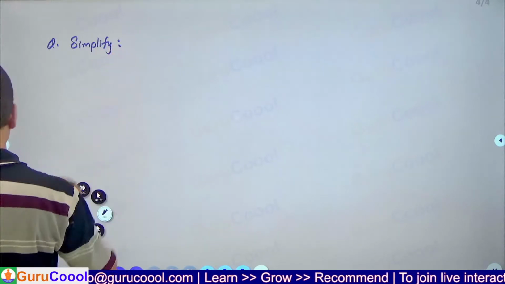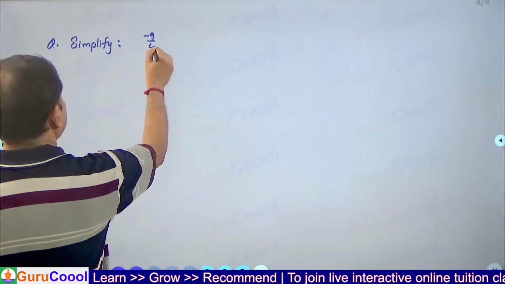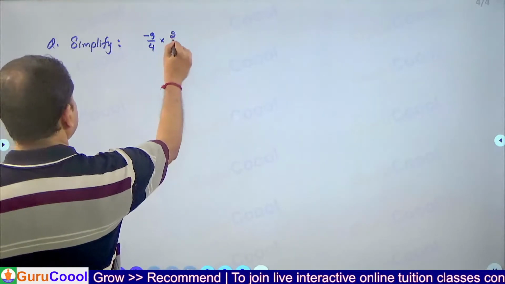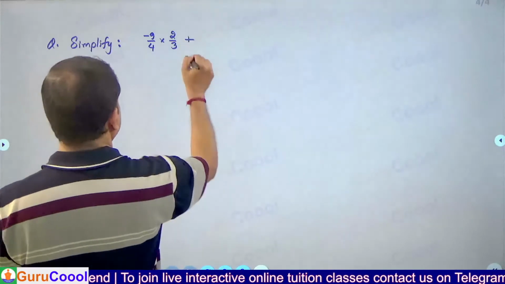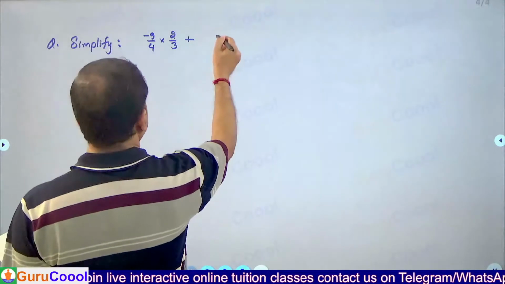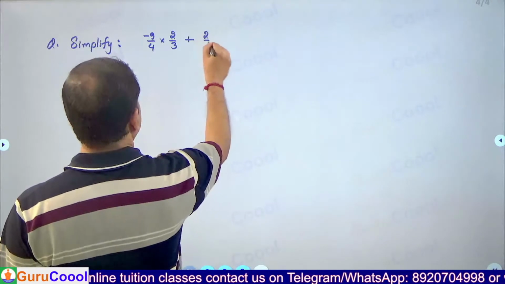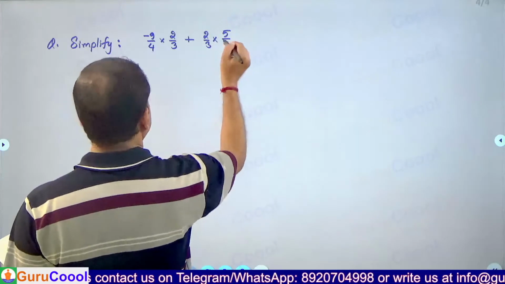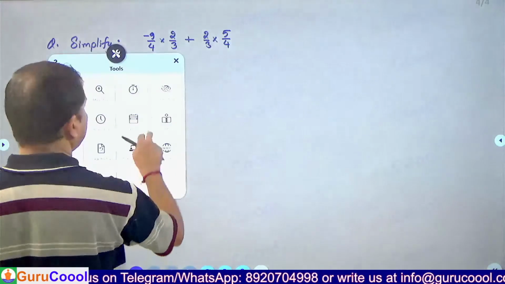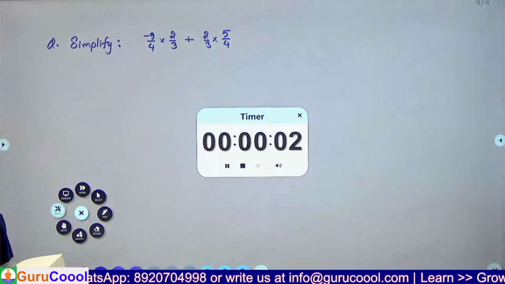Simplify: minus 9 by 4 times 2 by 3 plus 2 by 3 times 5 by 4. Start, and you have 3 minutes again to submit. Okay, sir.